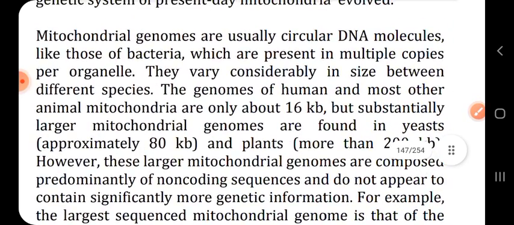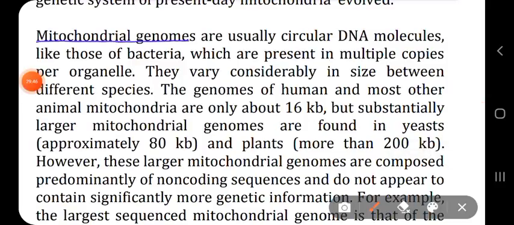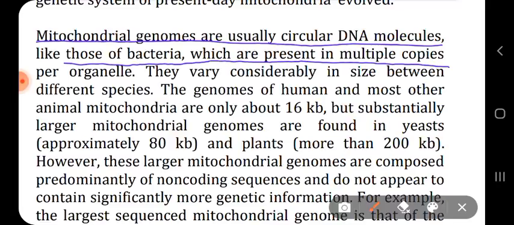Now, the mitochondrial genomes are usually circular DNA molecules. I will give you this in the notes. You will also see that mitochondrial genomes are usually circular, like those of bacteria, and are present in multiple copies per organelle. Like in bacteria, we see a circular genome. Here also the mitochondrial genome is circular, and the genome varies considerably in size between different species.